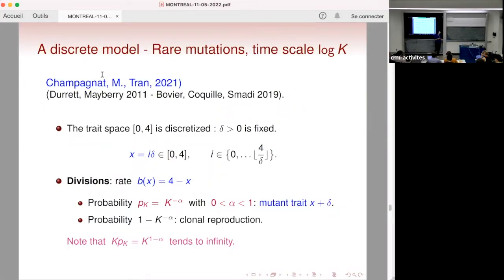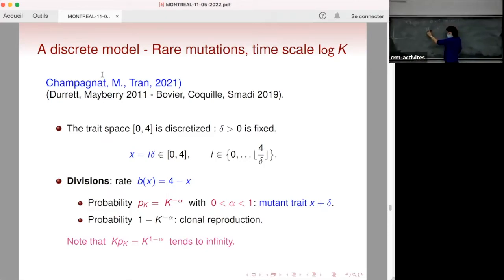We can assume that almost immediately, if we have trait 0 with a population size of order K, you will have K^(1-alpha) individuals for the next trait. I forgot to say that here we impose that the mutation is directed, so we go from x to x plus delta, because you only want to understand this reemergence.